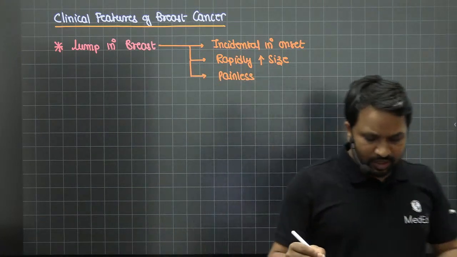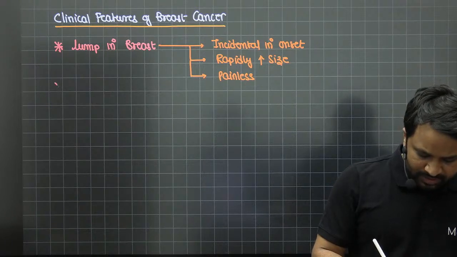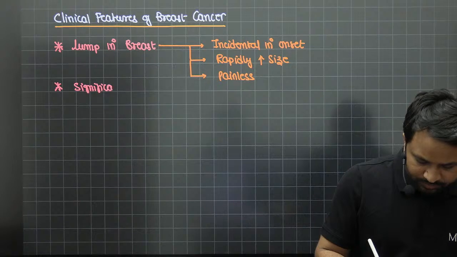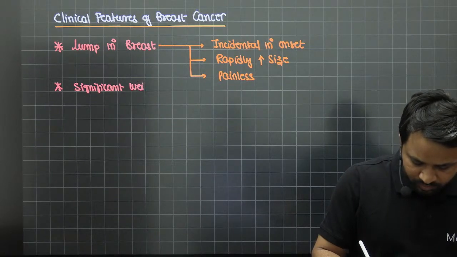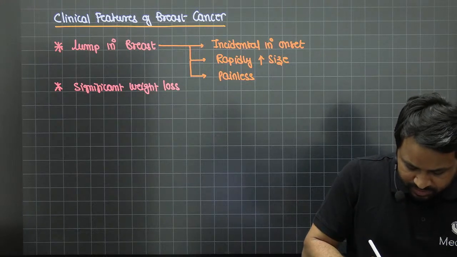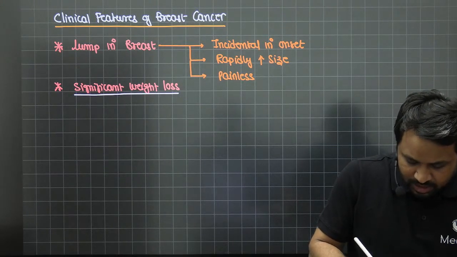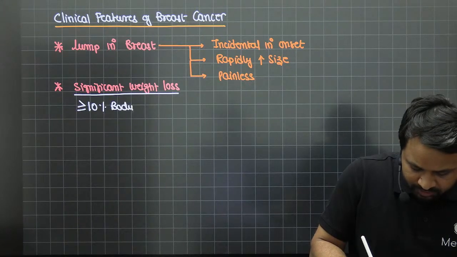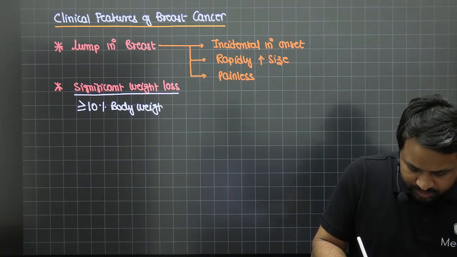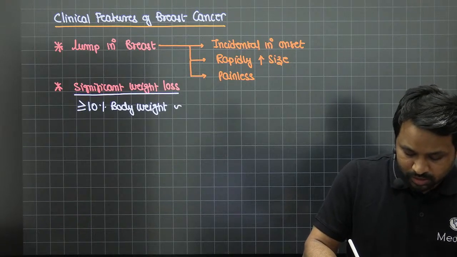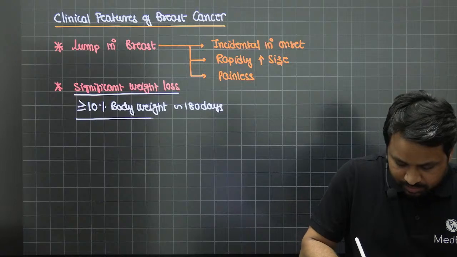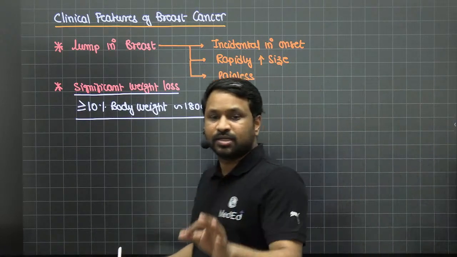In a few patients, because of cancer cachexia, they can also have significant weight loss. And we all know the definition of significant weight loss in cancer cachexia is a weight loss of more than or equal to 10% of body weight over a period of 180 days. That is approximately 6 months, and this is what we call significant weight loss, right?